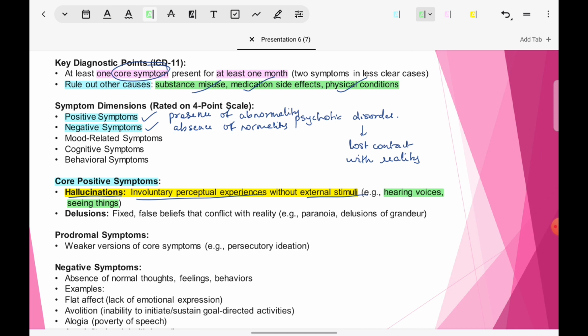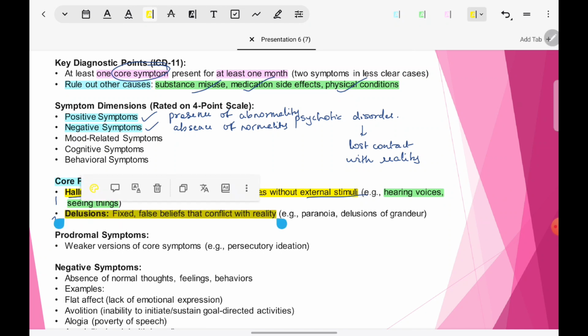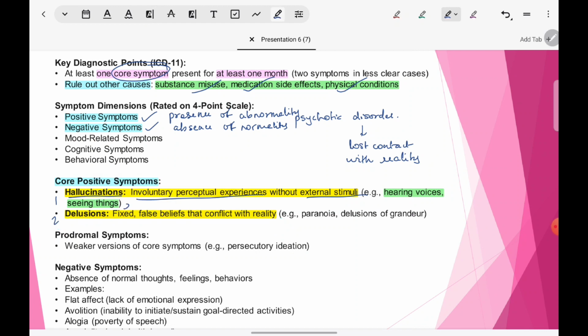The other positive symptom, which is most commonly found, is a delusion. A delusion is a fixed, that is rigid, and false belief that is not true. A schizophrenic can come to believe something which is not what is true, and no matter how much proof or evidence is given to the individual, they would be unwilling to change that belief.